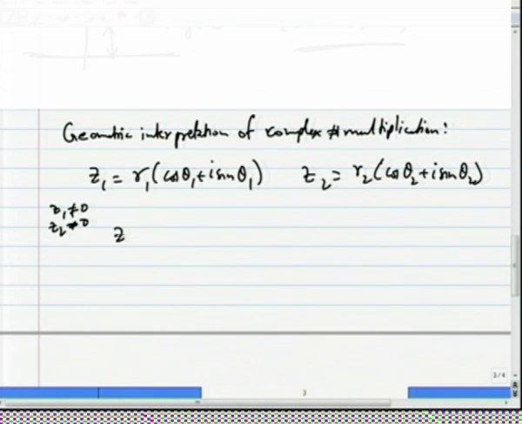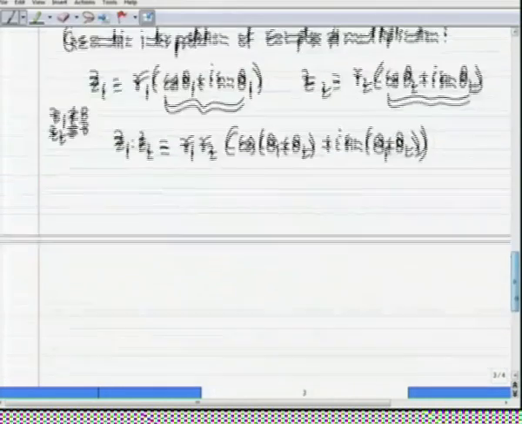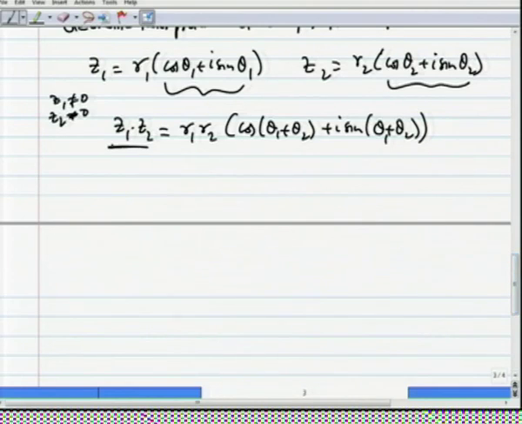Okay. Then z 1 times z 2 we can work out is r 1 r 2 times, when you multiply this expression with this expression, you get cosine theta 1 plus theta 2 plus i sin theta 1 plus theta 2. Okay. So, this complex number z 1 times z 2 has modulus r 1 times r 2 and an argument for z 1 times z 2 is theta 1 plus theta 2, where theta 1 is an argument of z 1 and theta 2 is an argument of z 2.